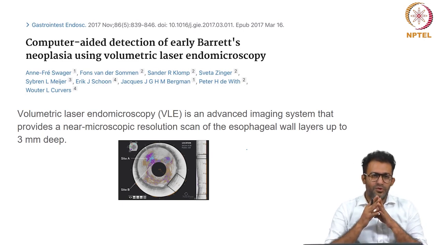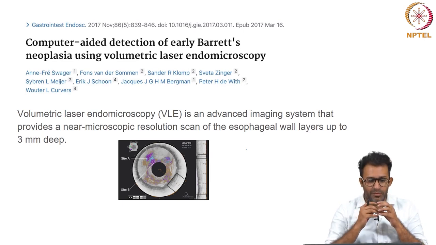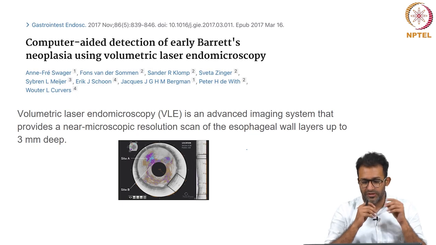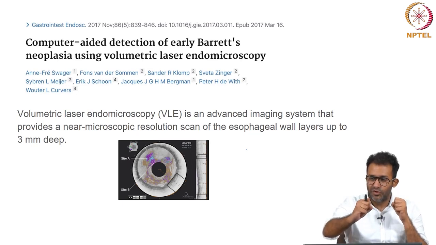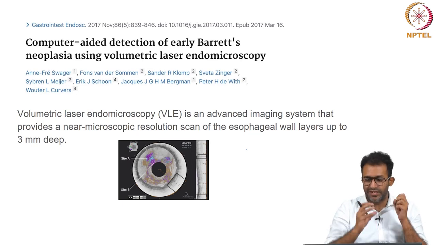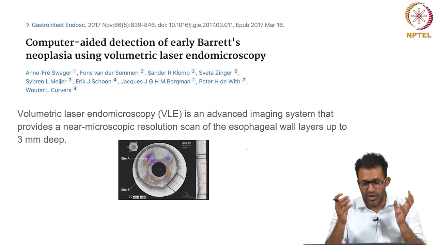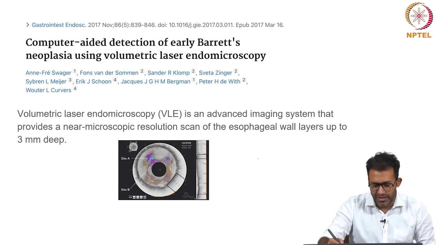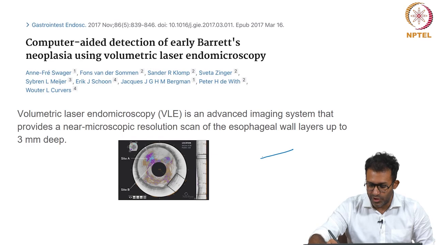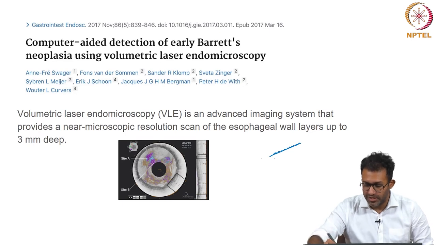So, what we use here is a type of endoscopy called volumetric endomicroscopy, which is a kind of microscopy performed through the endoscope, where you get advanced imaging which provides near microscopic resolution of the esophageal wall layers. The esophagus is divided into multiple layers. What you would see on the endoscopy would be the mucosa.